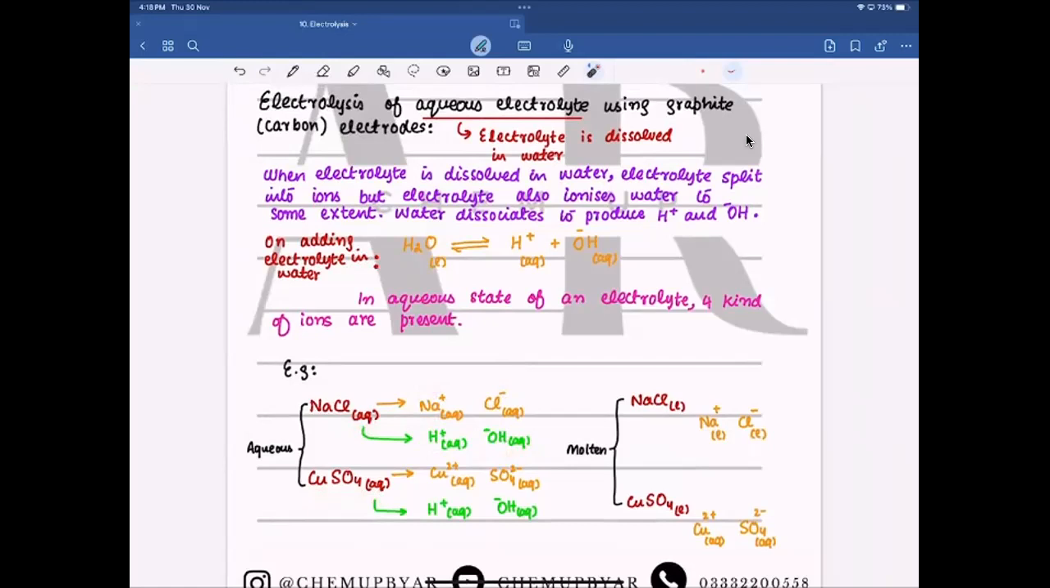Yes, Khatija? Sir, in copper sulfate, you have written first that it is liquid form and then it is split into aqueous form. So can you please tell the reason behind it? Sorry, can you repeat? Sir, in copper sulfate, okay, now you have corrected it. Yeah, it's an error.